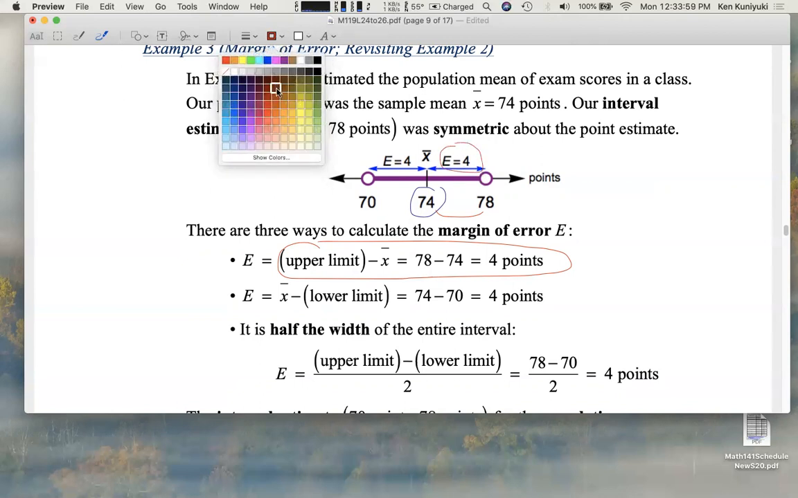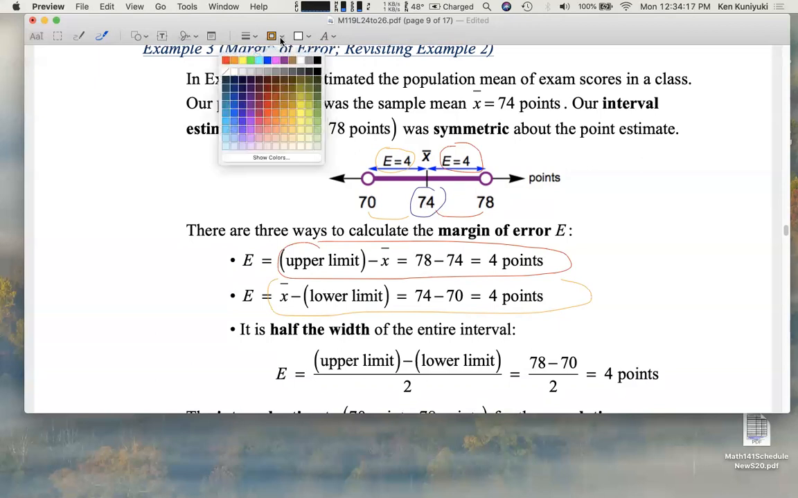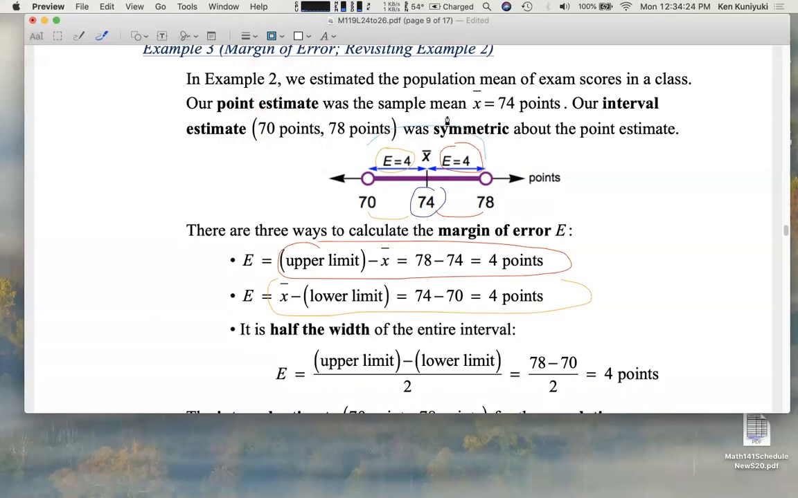Also, you can take x bar minus the lower limit. You can take 74 minus 70. That gives you 4 points. Again, it's that same margin of error. And we have symmetry of this interval about the sample mean, the point estimate. A third way you can do this is that you can take the overall width. The overall width over here is 8 points, and you can cut that in half. So you can take the upper limit minus the lower limit, the entire width of the interval, which is 78 minus 70, or 8 points, divide by 2, you get 4 points. So there are three ways that you can figure out the margin of error, given the limits and or the sample mean.